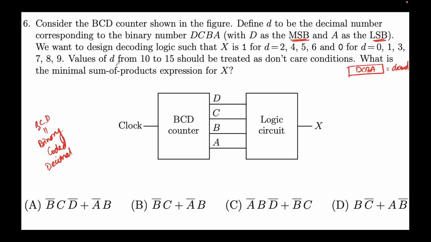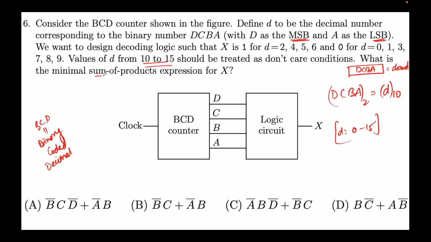It is 0 for the other values of D, and for 10 to 15, note D is this 4-bit number. DCBA in binary is D in decimal. This means the range of D can be from 0 to 15, because these are 4 bits. Hence you see 0, 1, 2, 3, 4, 5, 6, 7, 8, 9, and 10 to 15 is don't care. Again, don't care comes in this logic circuit. What is the minimal sum of products expression for X?